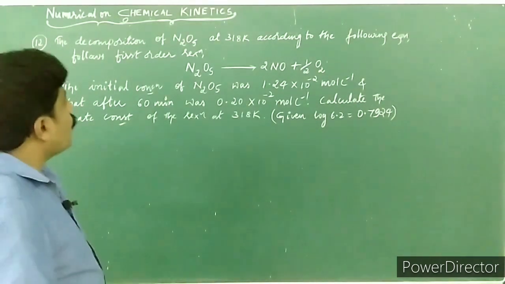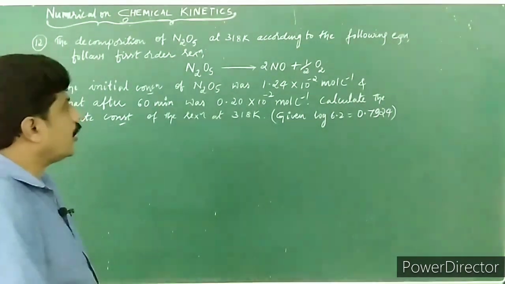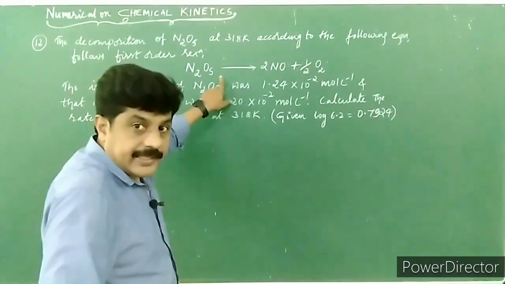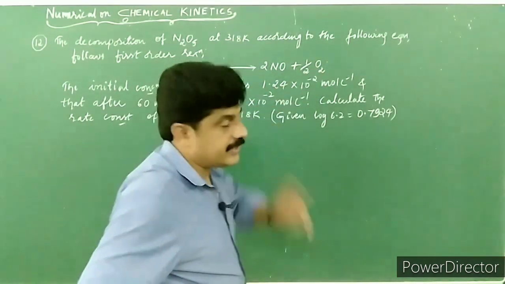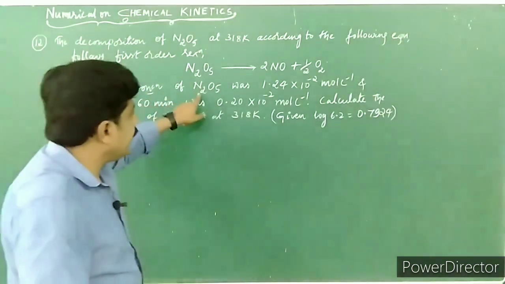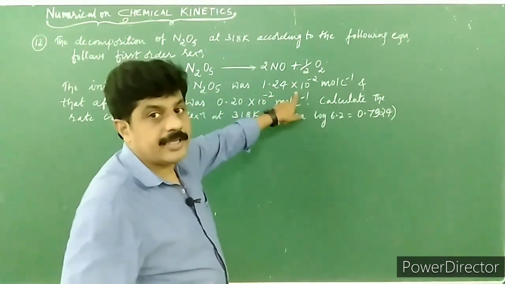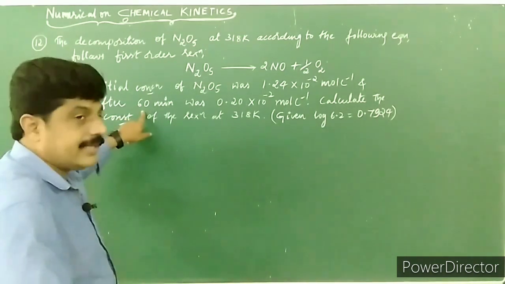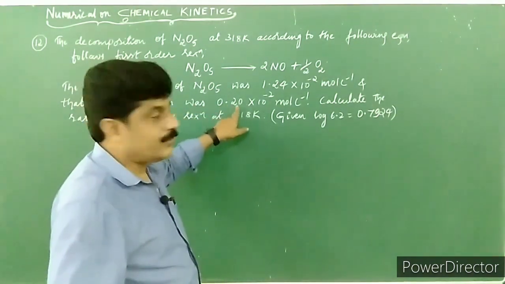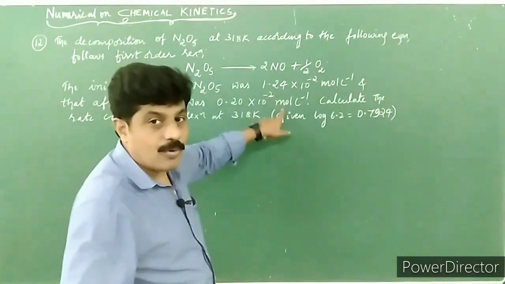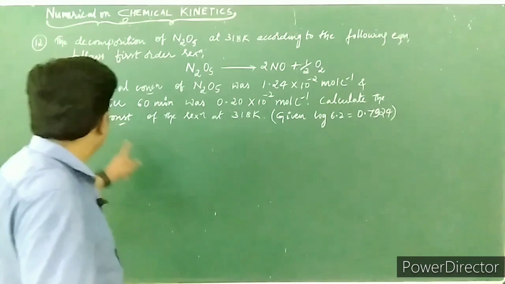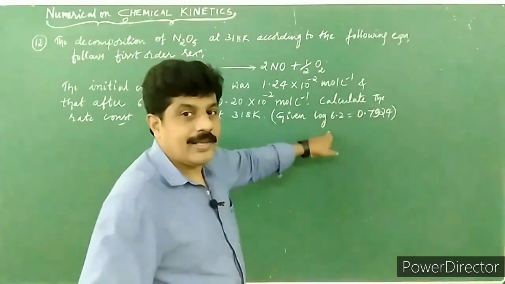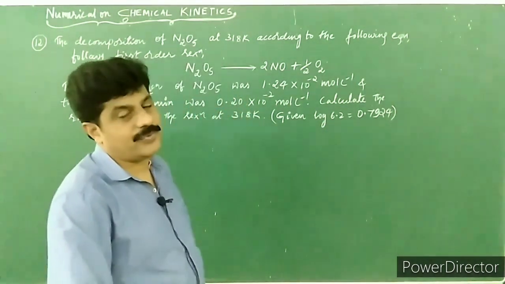The decomposition of N2O5 at 318 Kelvin according to the following equation follows a first order reaction. N2O5 giving rise to 2NO2 plus half a molecule of oxygen. The initial concentration of N2O5 was 1.24 into 10 to the power of minus 2 mole per liter, and that after 60 minutes was 0.20 into 10 to the power of minus 2 mole per liter. Calculate the rate constant of the reaction at 318 Kelvin. Given the log value of 6.2 is equal to 0.7924.